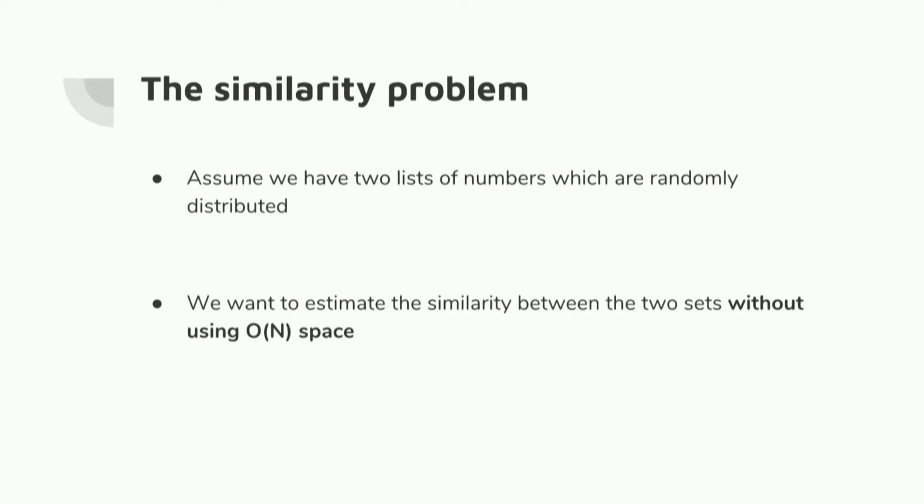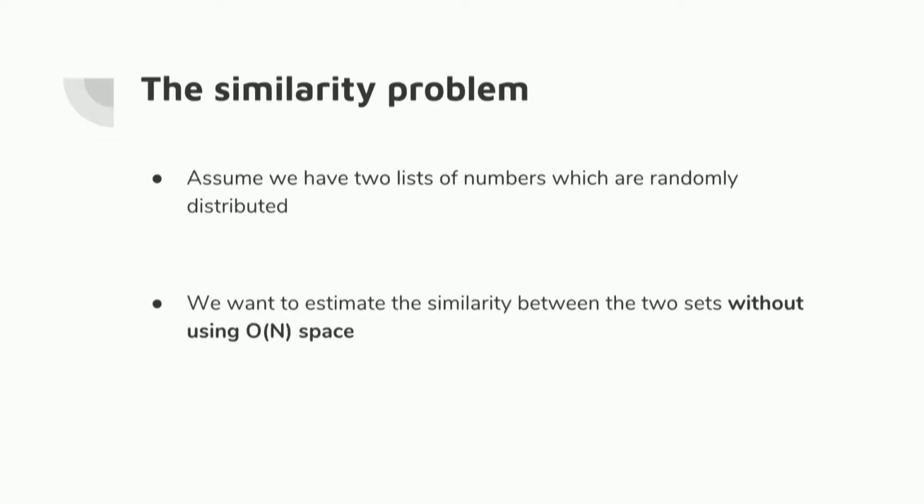So how does this work? Don't worry, this is going to be a lot shorter than HyperLogLog because it uses pretty much the same ideas. Let's assume, again, we have 2 lists of numbers which are randomly distributed. Again, not all of our data is going to be randomly distributed, but we're going to assume that that's the case, and we'll hash later. If you have a problem, you can always just hash it out. And we want to estimate the similarity between 2 data sets without using O of n space, ideally.